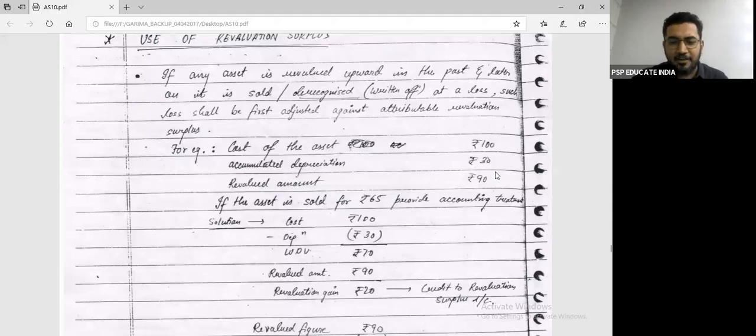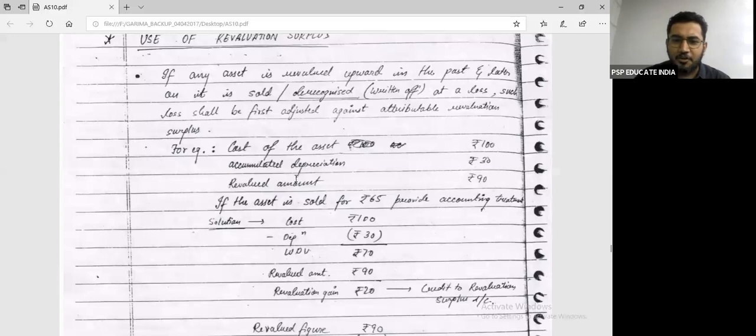Where will this upward revaluation go? It will be credited to revaluation surplus account. Okay, so this upward revaluation will go to the revaluation surplus account. Okay, let's look at the solution.